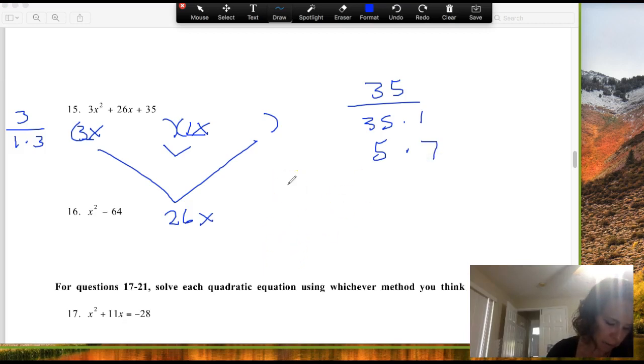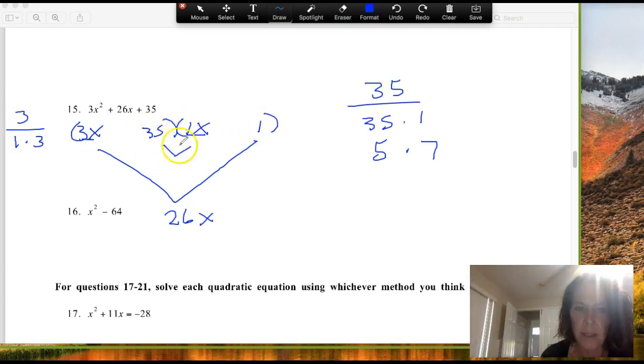Any other factors? I think that's it. Nice. I don't have that many tries. I want this to be 26. I want to have my inner term and my outer term to be 26. So if I did 35 and 1, let's say I did that. 35 here and 1 here.